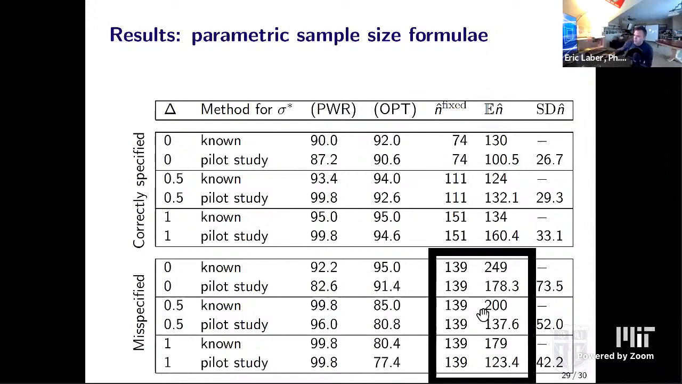But if we go to the misspecified case, then sort of all bets are off. You see that we can end up with very large sample sizes or small, but then we don't have enough power, right? And so this misspecification issue seems to be serious, or at least something you can't ignore. You need to do diagnostics.